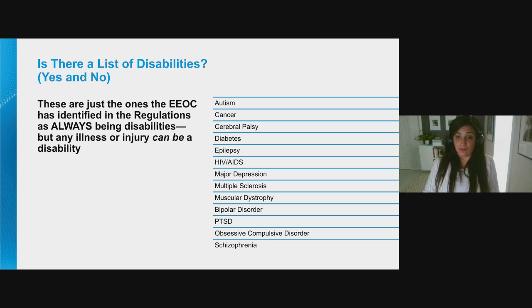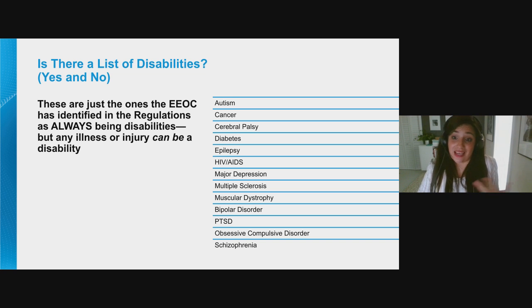Now, is there a list of disabilities? Yes and no. There are certain things that we know for a fact are disabilities, but there are certain things that are way more difficult to identify. Obviously, cancer is going to be a disability. HIV, major depression, multiple sclerosis, PTSD, bipolar disorder, those are disabilities. But I might be experiencing, for example, anxiety, and it's going to have to be an individualized analysis of whether my anxiety is so severe that it's substantially limiting the performance of a major life activity or not.